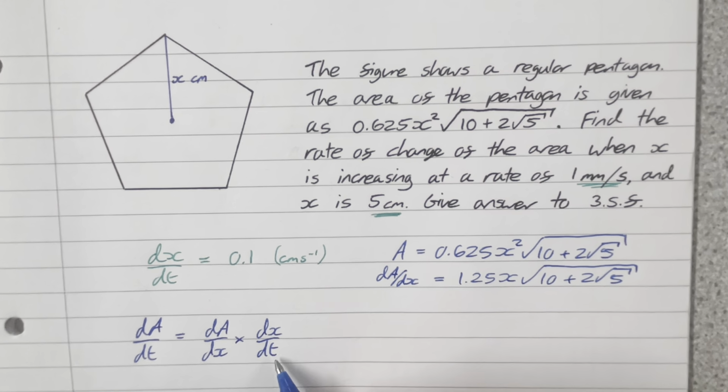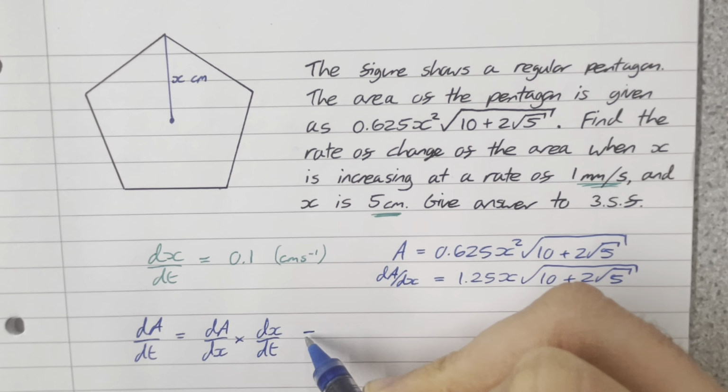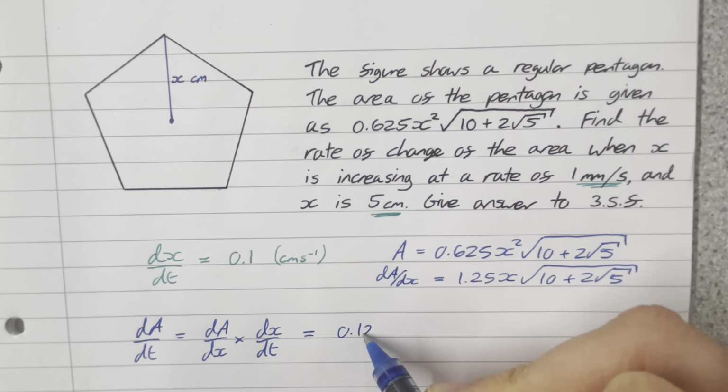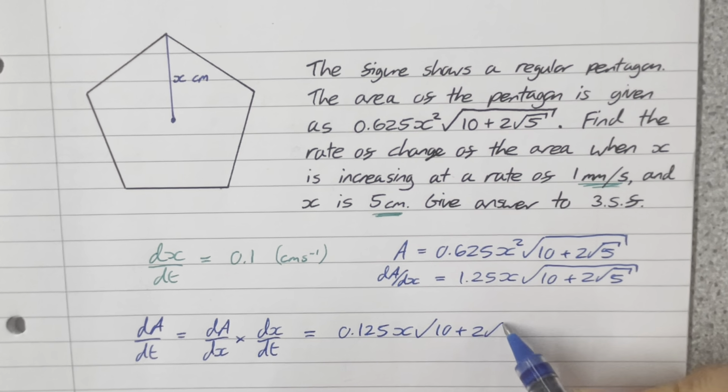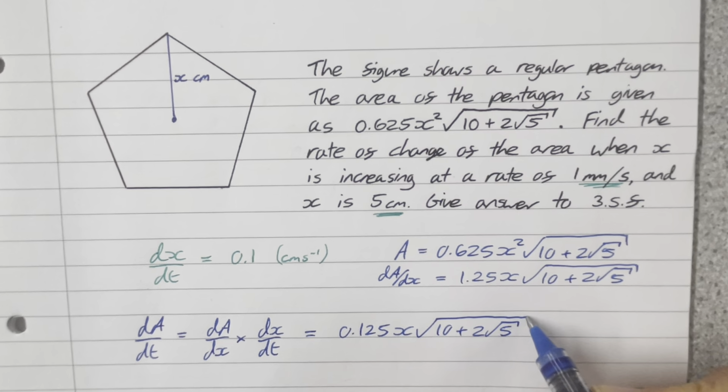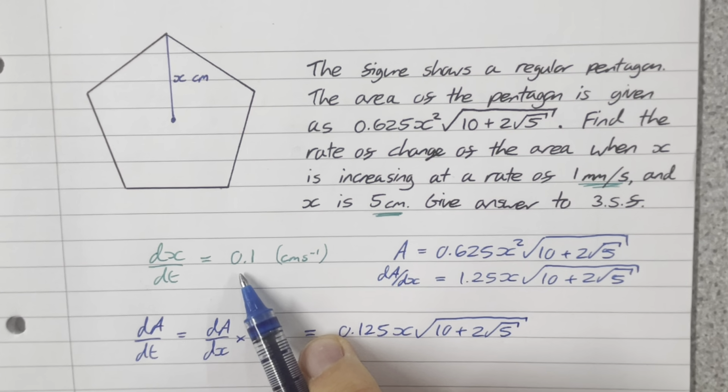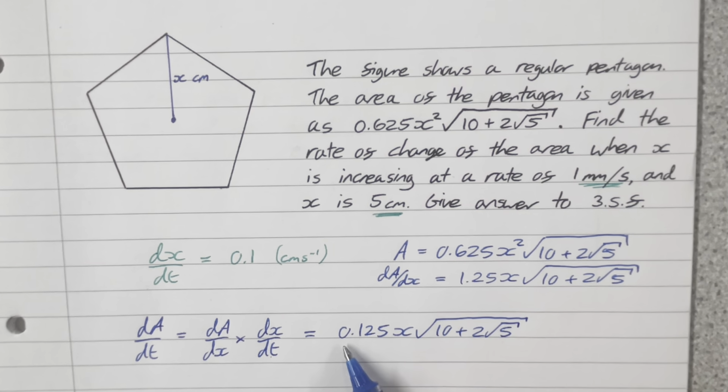So I can plug that into here, along with what I'm told in the question, dx by dt, plug that into there, and that gives me dA by dt, and that will be in terms of x. So that's going to be 0.125x times the square root of 10 plus 2 root 5. Okay, dx by dt was 0.1, so that's why the 1.25 is now 0.125.